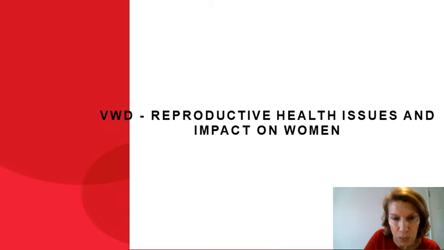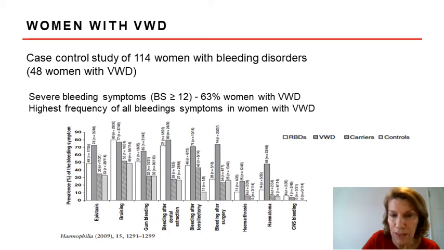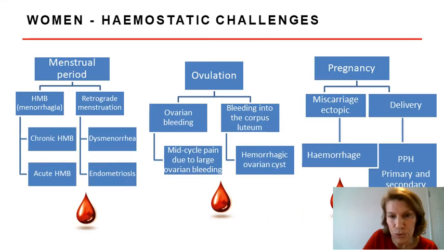So let's first look at what is the impact of von Willebrand disease on women, and especially on their reproductive health and well-being. We know from studies that women with von Willebrand disease have significant bleeding symptoms, and this study in Italy showed that 63% of women with von Willebrand disease had severe bleeding symptoms with a bleeding score more than 12. And if we look at the graph, you can see that every single bleeding symptom is higher in women with von Willebrand disease compared to women with other bleeding disorders.